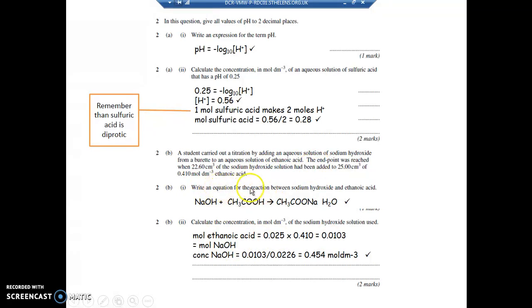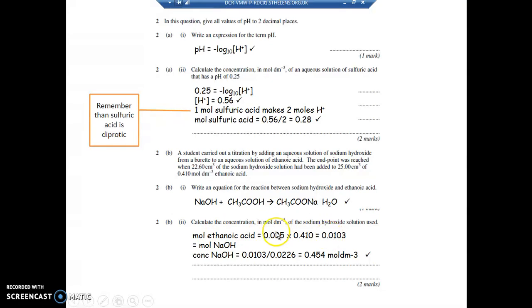Just to go back a little bit, write an equation for the reaction between sodium hydroxide and ethanoic acid. Sodium hydroxide is that, ethanoic acid is that, and a base and an acid always make water. So what have you got left? CH3COO. The H has gone from that and the OH has gone from that to make water, H2O. So you've got CH3COO, that H has gone, the OH has gone, you've got CH3COONa. It's called sodium ethanoate.